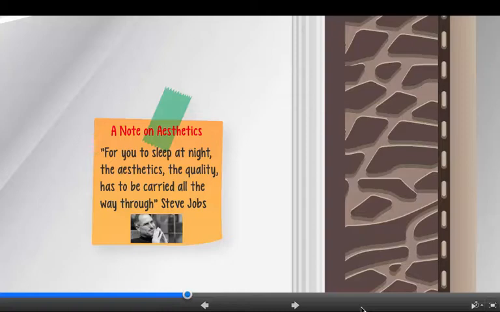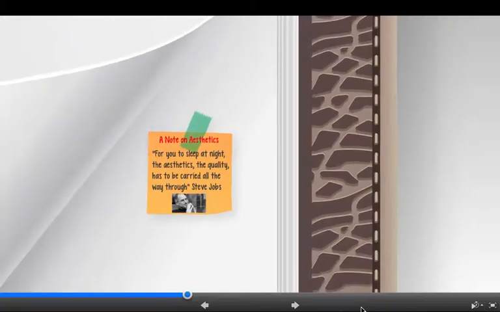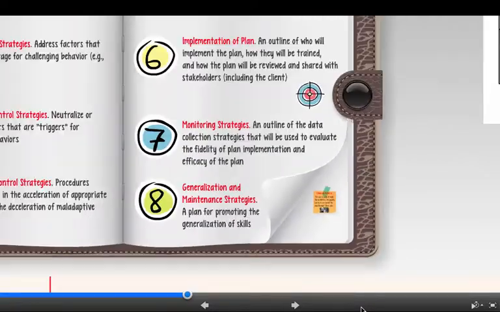I love this quote by Steve Jobs. He says, "For you to sleep at night, the aesthetics, the quality has to be carried all the way through." So I submit that this quote applies as well to the development of behavior intervention plans. If I'm going to sleep at night, then I know that the aesthetics of my plan and the quality of the plan has to be carried all the way through. So a great quote that I share with you.